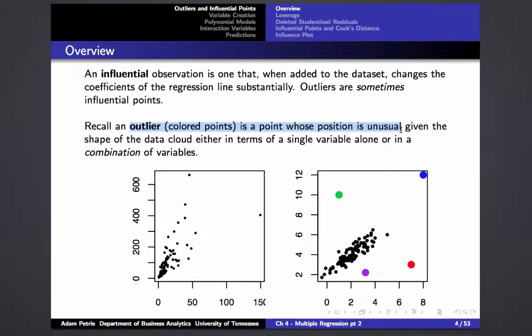All right, so just in general, an outlier is a point whose position is unusual given the shape of the data cloud. It may be unusual in terms of just a single variable, or it may be unusual in a combination of variables. So what do I mean by this? Well, let's take a look at the green and the blue points here.